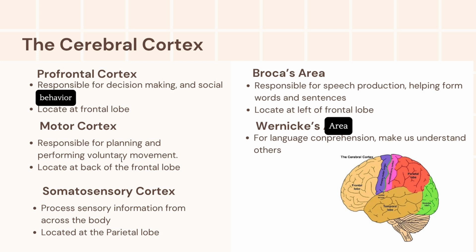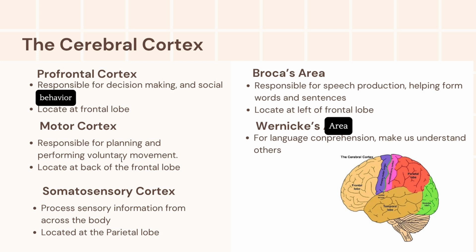And the next one, the motor cortex. It's responsible for planning and performing voluntary movement. It's located at the back of the frontal lobe. The somatosensory cortex processes sensory information from across the body, and it is located in the parietal lobe. The next part is not a cortex, but areas. The first one is Broca's area. It's responsible for speech production, how one forms words and sentences.